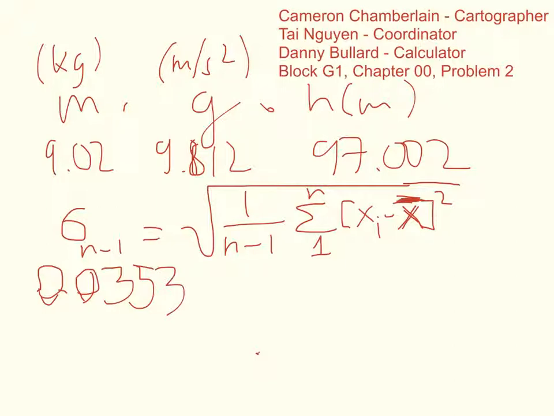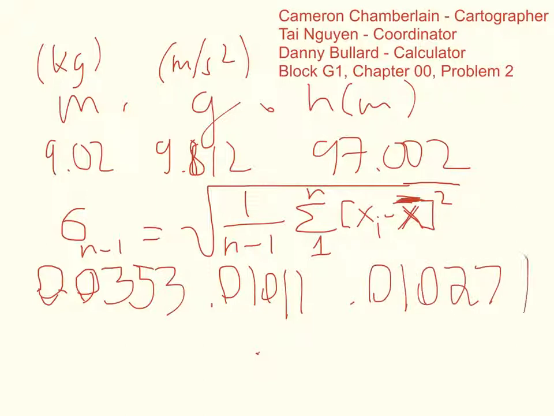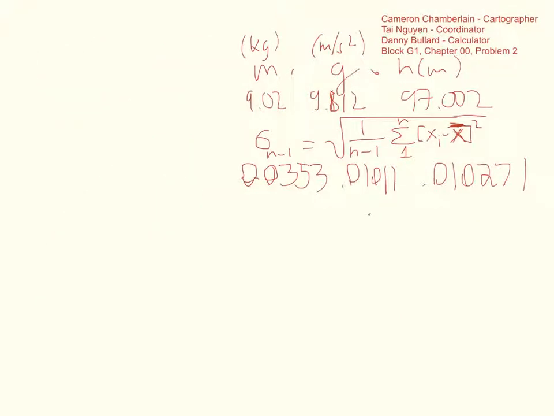For gravity it was 0.011. And for height it was 0.010271. This is our first attempt at this, so whatever you get done, you get some partial credit. We'll get faster.